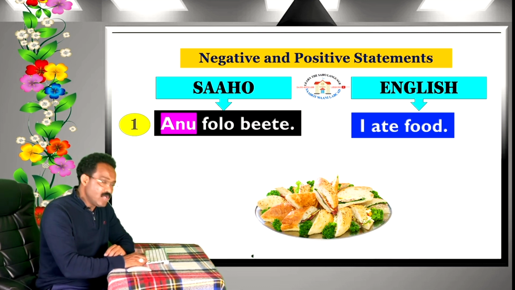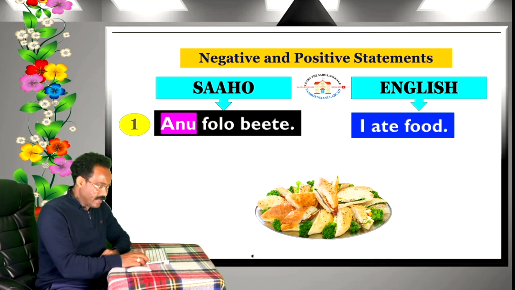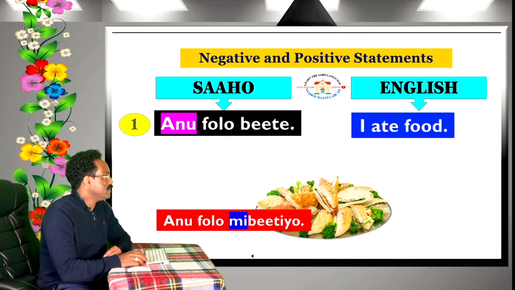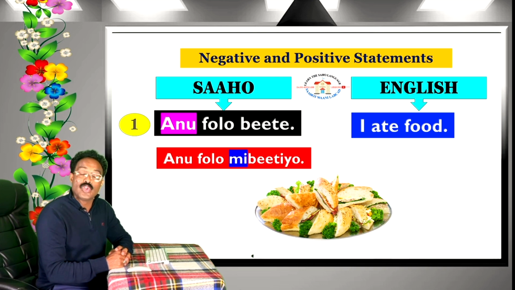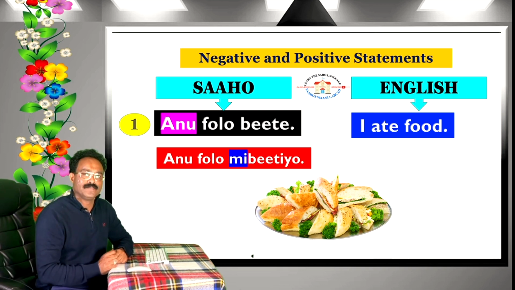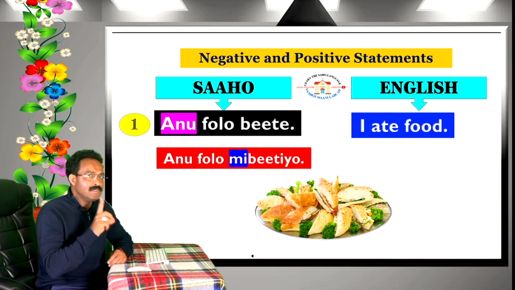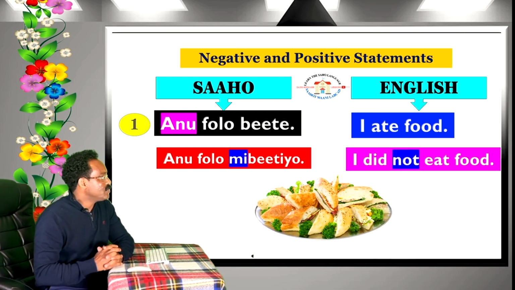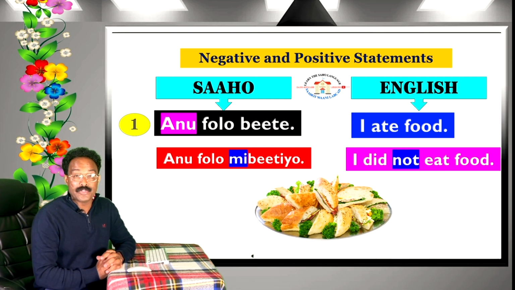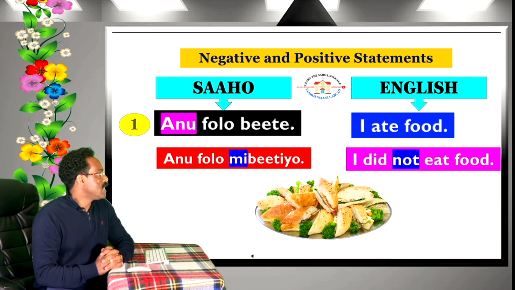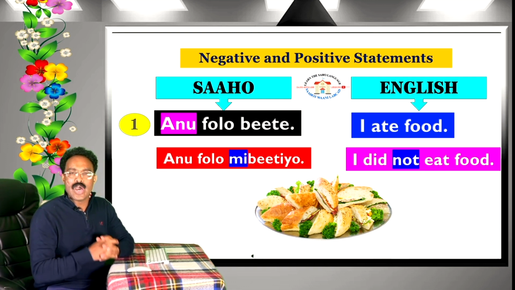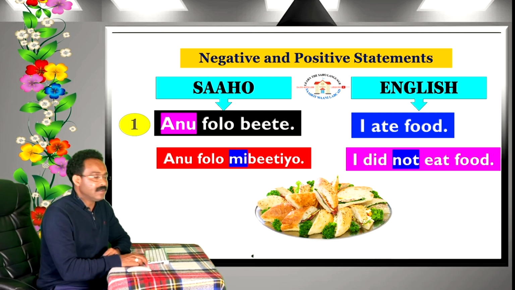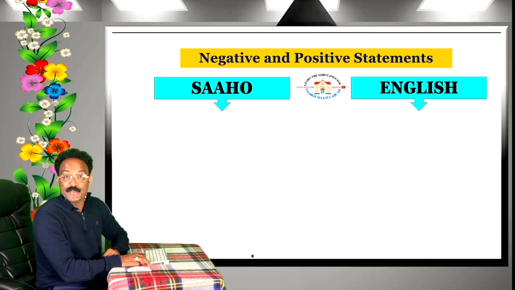So how can we make it negative? Negative: anu follow mi betiyo. I did not eat food. Anu follow mi betiyo. Nibro lama. Misal nibro lama.